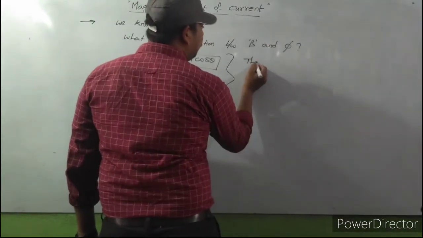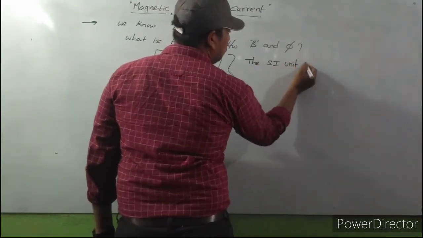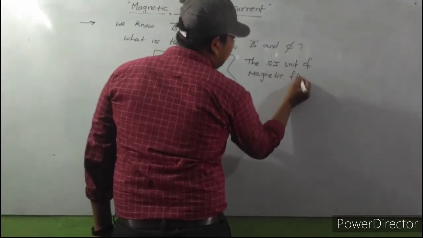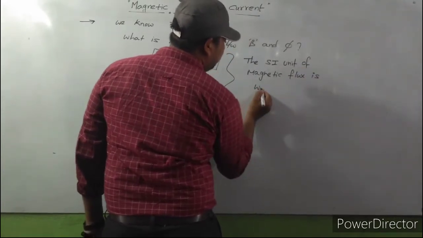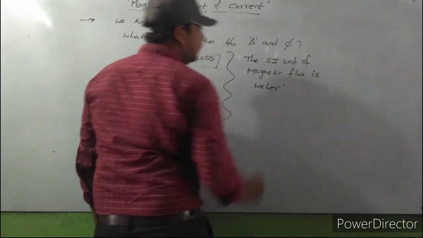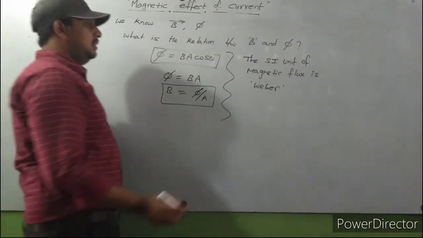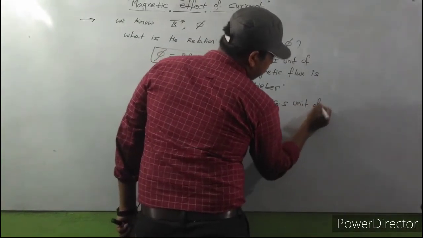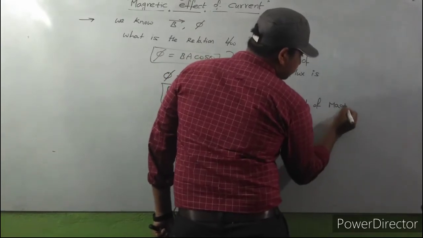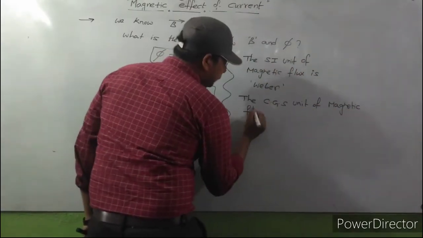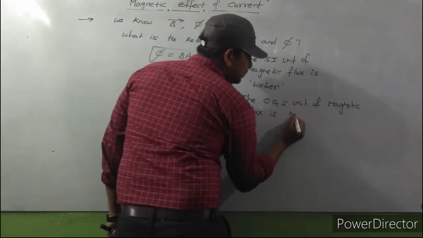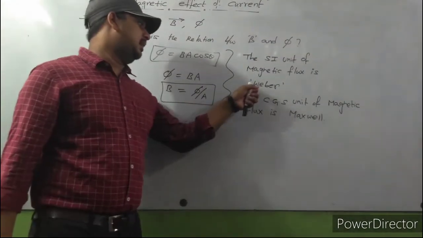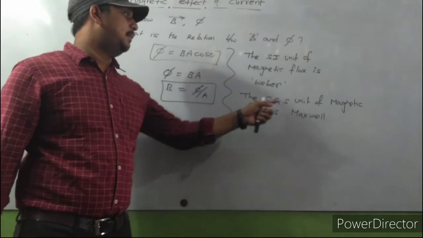The SI unit of magnetic flux is Weber. The CGS unit of magnetic flux is Maxwell.